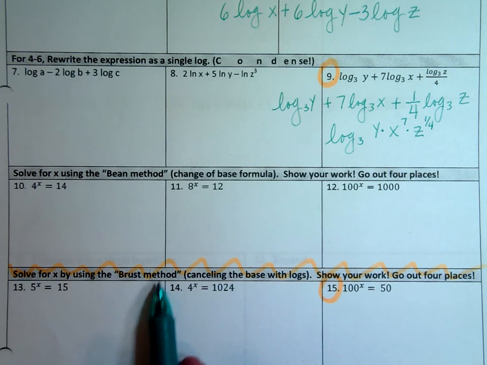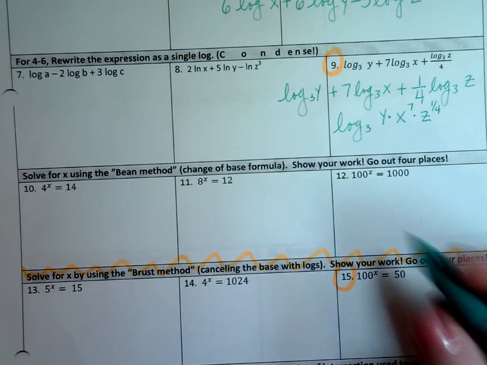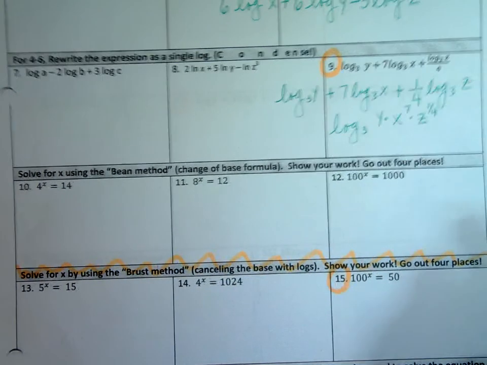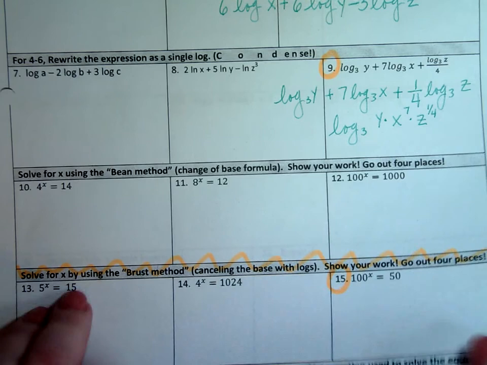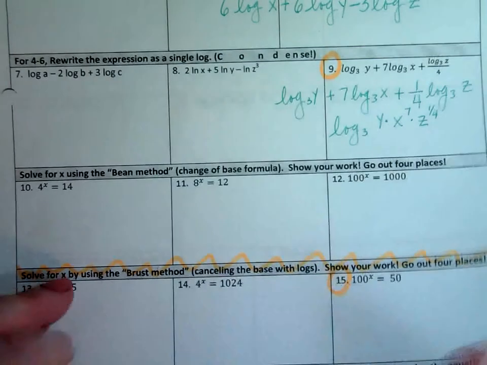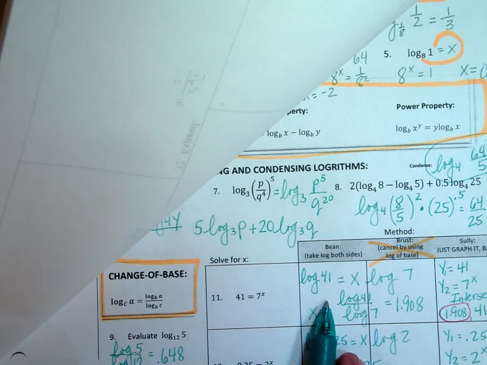So the one I picked was 15. We're going to use the change of base formula to help us out. Actually, I don't know that I would necessarily call this the change of base formula, but this is when you have the power, you're going to take the log of both sides. So this is back like numbers 11 and 12. We're doing the same thing.